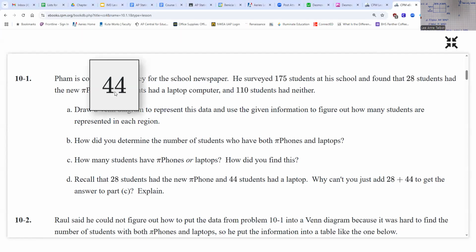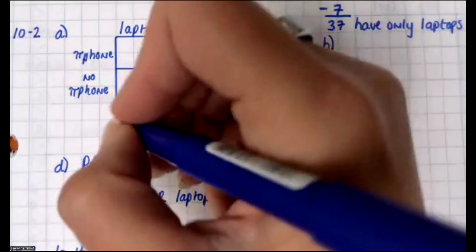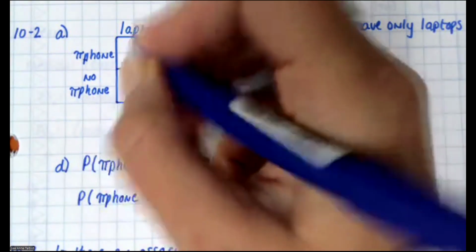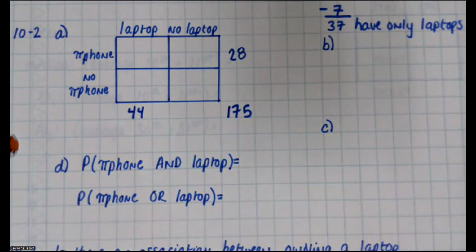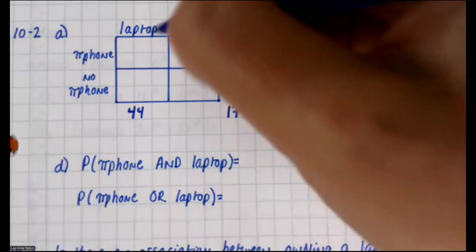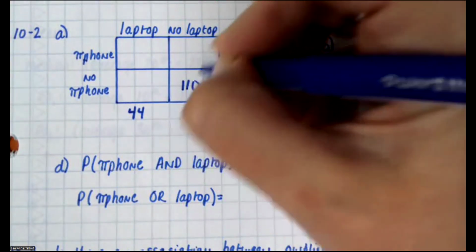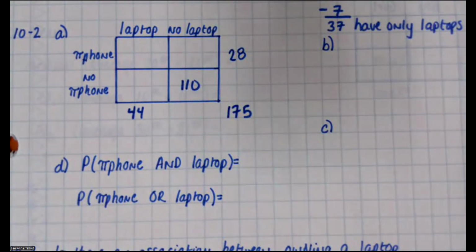He found 44 students had a laptop. That's total laptop. Total laptop goes under here. And then what was the other bit of information they gave us in the problem? 110 had neither, and that goes in the no laptop, no Pi phone box. Okay, now if you guys have a different color on, you get it out because this is the original problem.